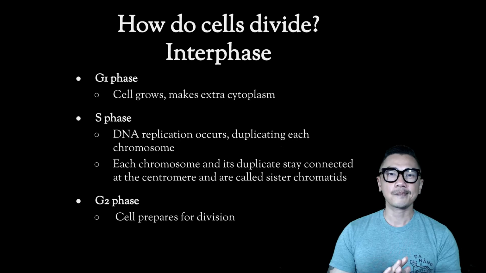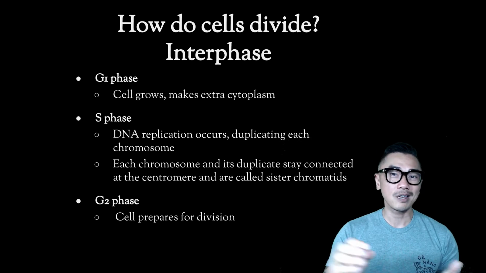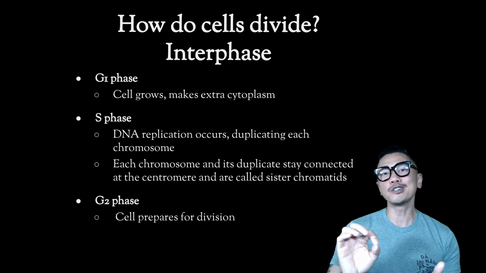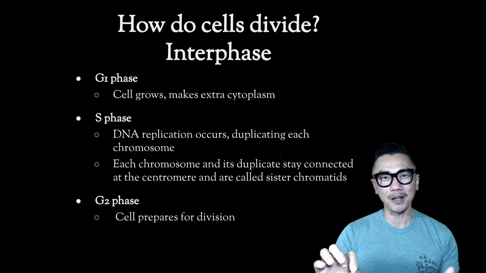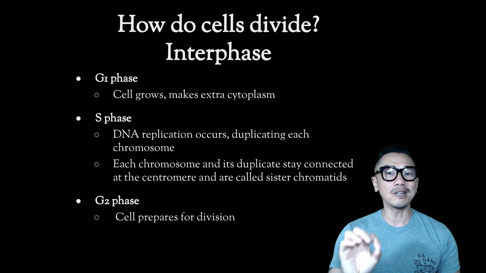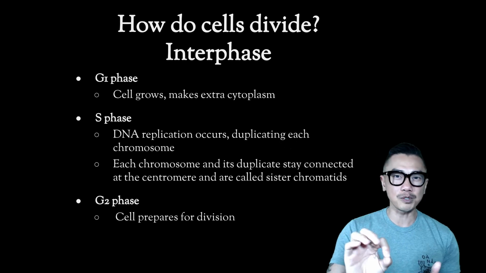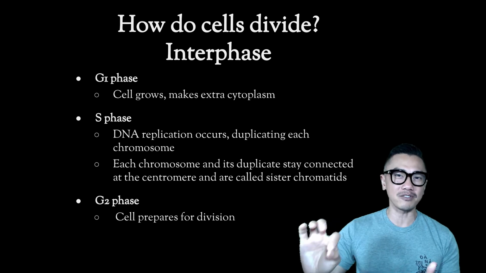In the G1 phase, the cell will grow in size. It will also produce additional organelles and cytoplasm. In the S phase, cells will copy their DNA. At the end of the S phase, each chromosome has a duplicate copy of itself.